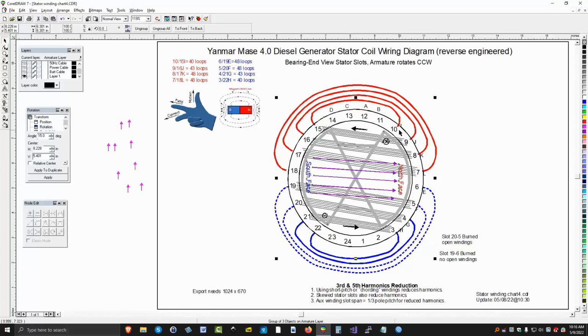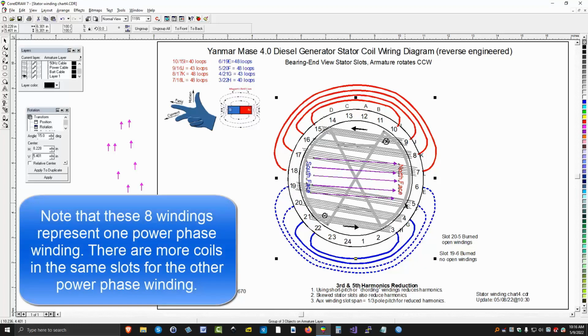You notice the rotor's cutting slots 10, 9, 8, 7, 6, 5, 4, 3 with one polarity, and it's also cutting slots 15, 16, 17, 18, 19, 20, 21, 22 with the south face, the other polarity of the rotor. So right now we have maximum current in both of the power coils.